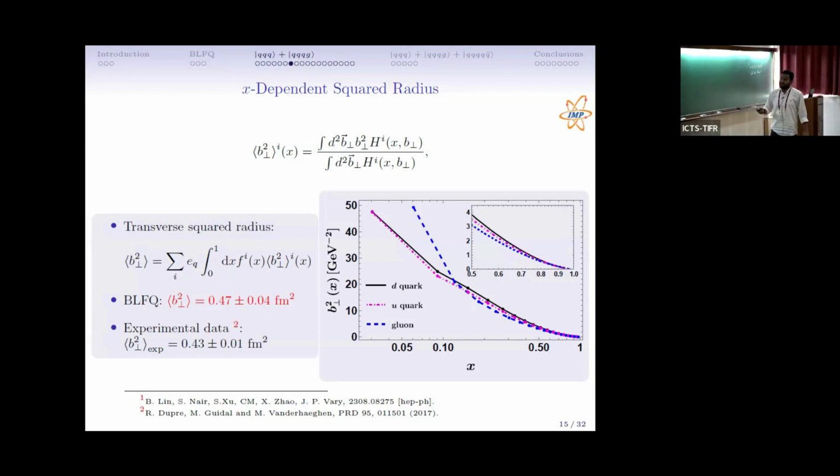And using this formula, we can calculate the square radius, and this is our result. B square is 0.47 Fermi square, while the extracted value is 0.43 Fermi square.